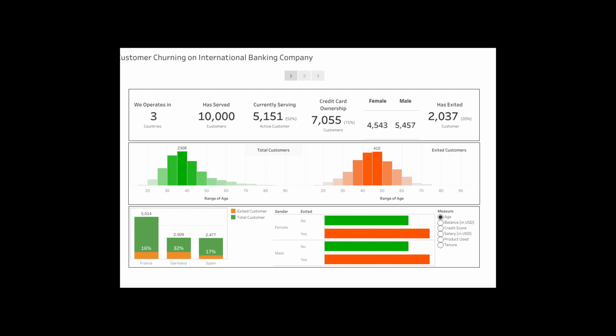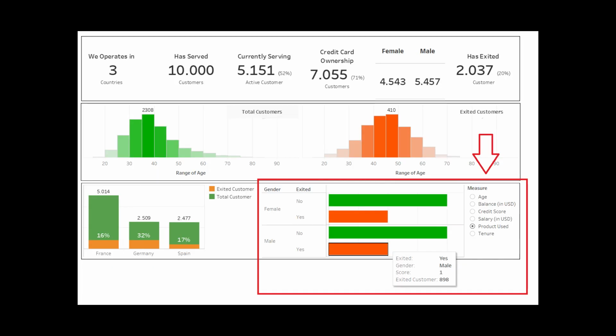Let's explore together. When we click the product use parameter, there is a significant difference between those who exit and those who retain. Most of the exited customers are those who only use one banking product. This suggests a low level of loyalty and lack of attachment among the customers who have minimal engagement with our banking product. Now let's apply the gender filter by clicking female.